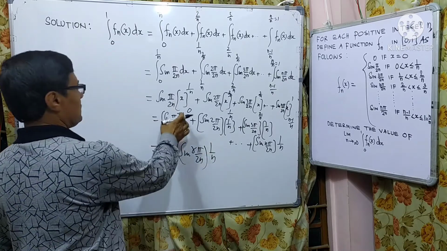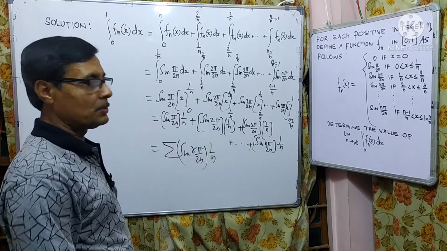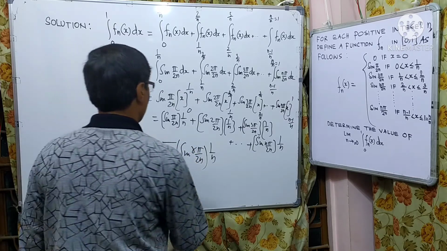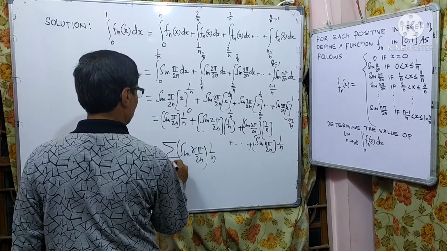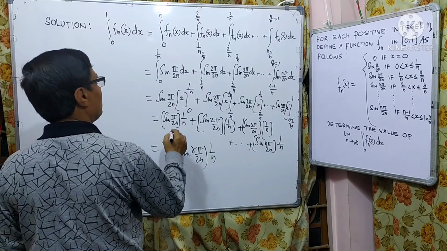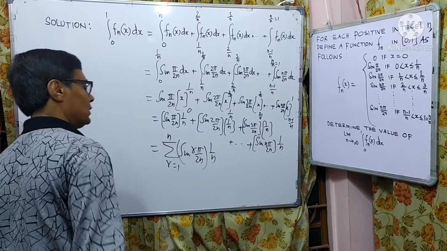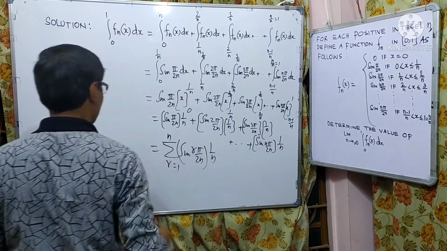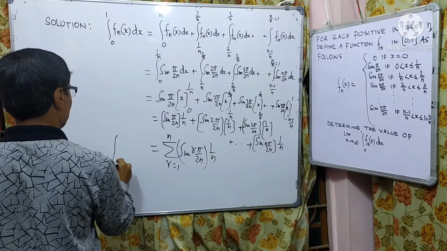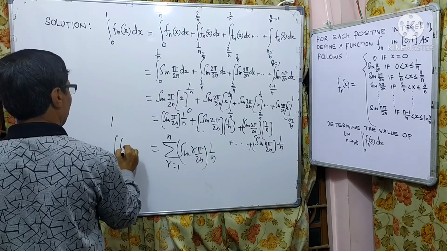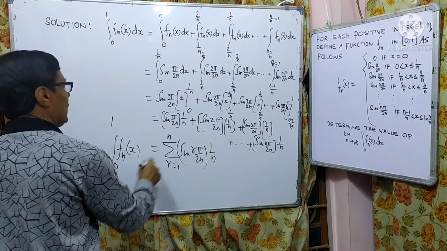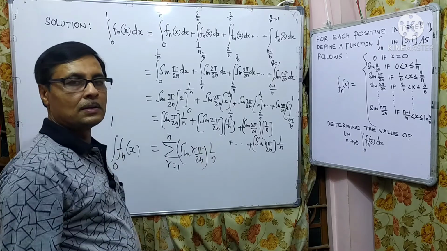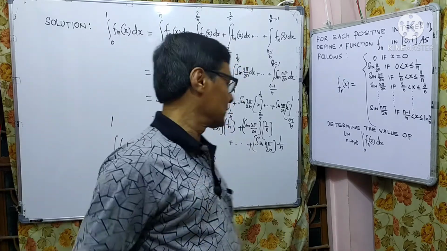That is, this sum is written as the summation of sin r pi over 2n into 1 over n, where r equals 1 to n. This is the value of this definite integral, the integral from 0 to 1 of f_n(x) dx.